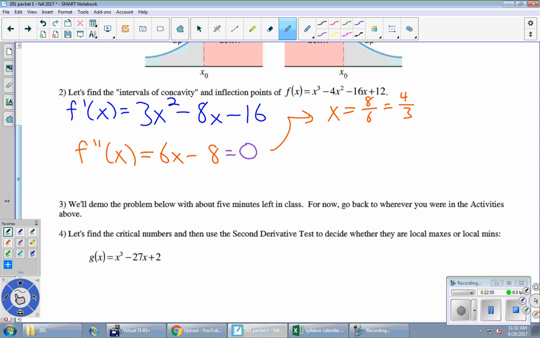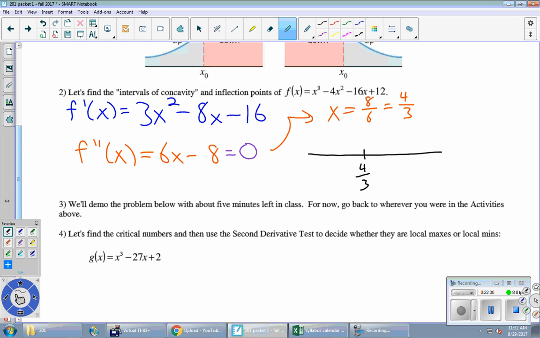And this changing that we're talking about is going to be captured in a sign test. So we're going to put 4/3 right there, and we're going to plug numbers in on either side of 4/3 into which function? I've got 3 of them on this board right now. Is it the original? What, f prime? Is it f double prime?